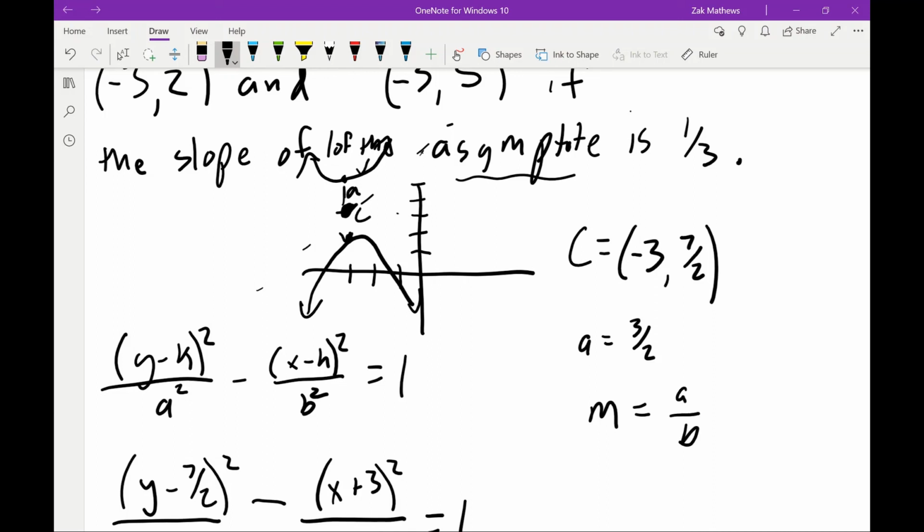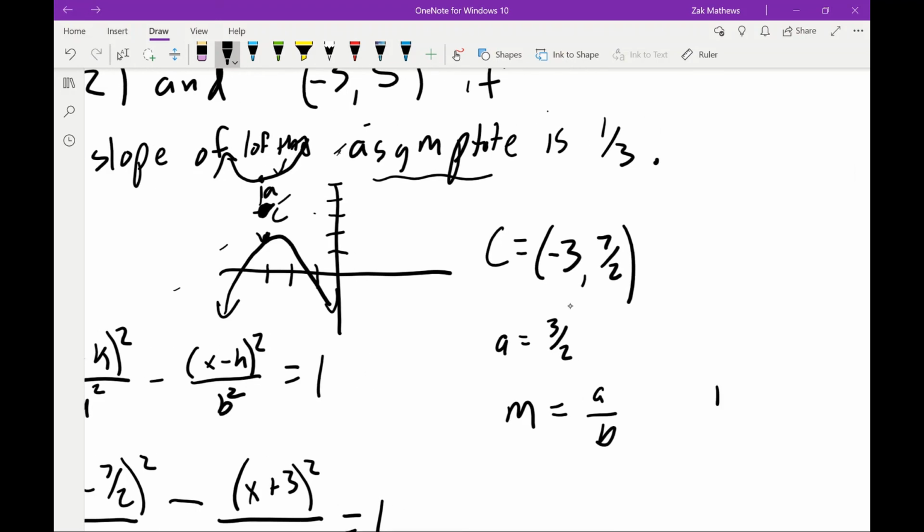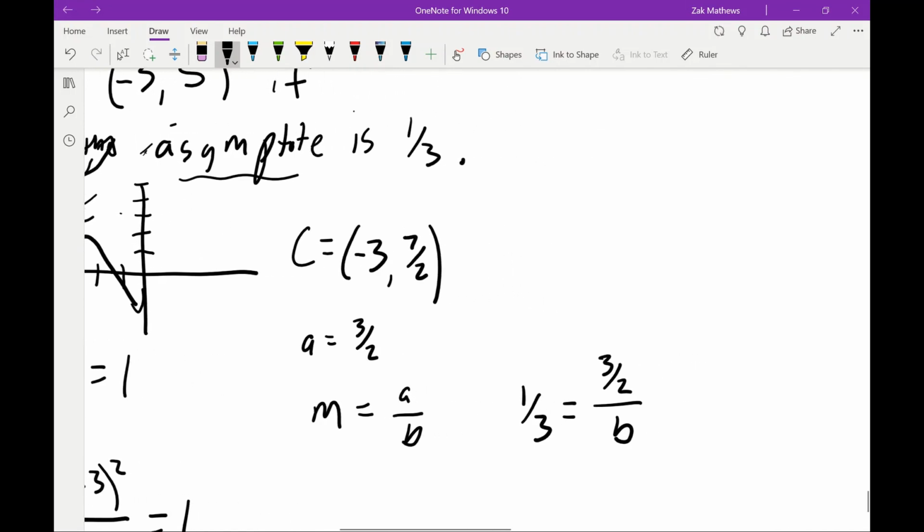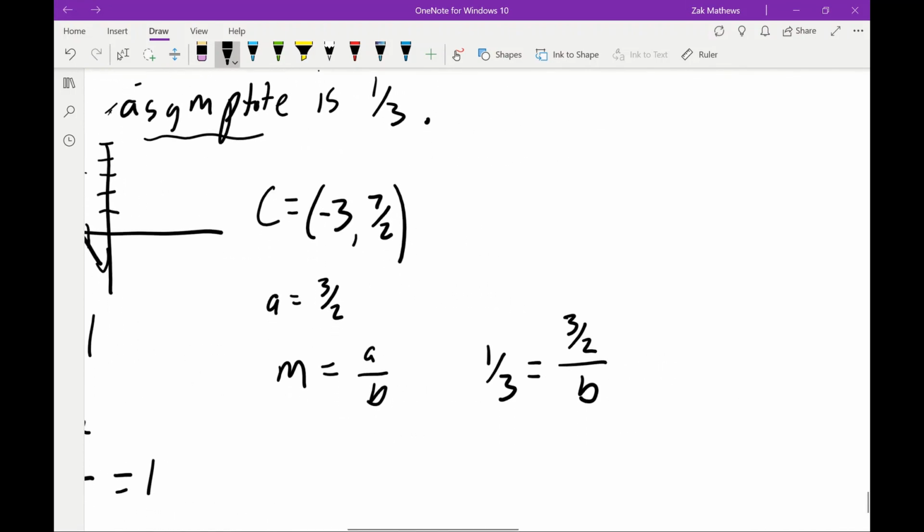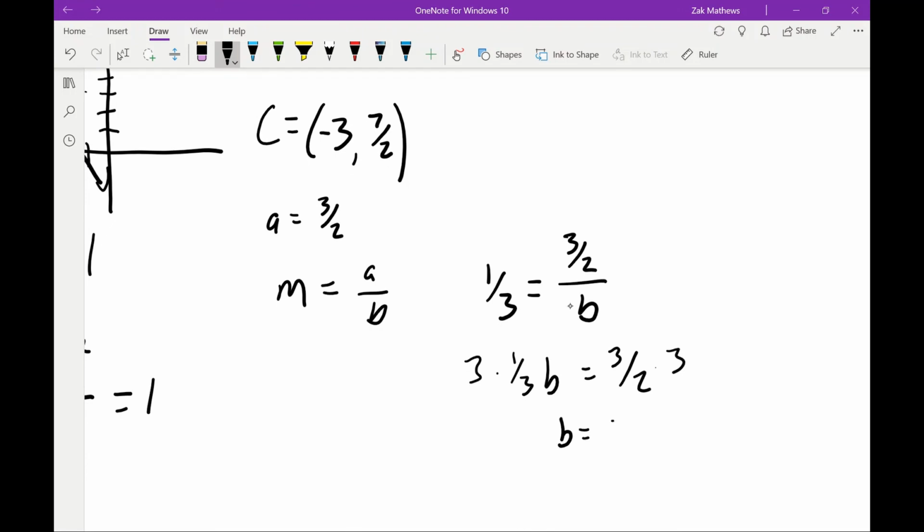So the slope is equal to A over B. They've told us the slope is equal to 1/3. We just found our A to be 3/2. So I have a nice little equation here that I can solve for B. If I want to solve for B, I'm going to have to multiply that B over to the other side. And then I would have to multiply by 3 on both sides. And so we get our B to be 9/2. That would make the B all by itself. We get B to be 9/2.